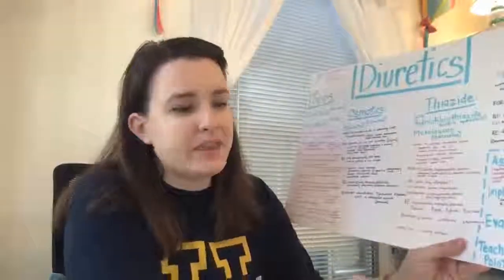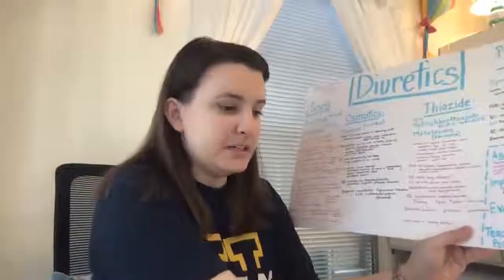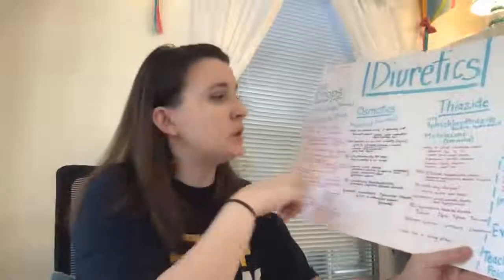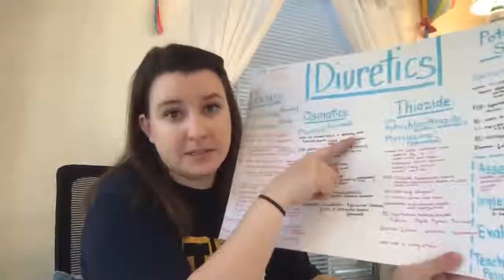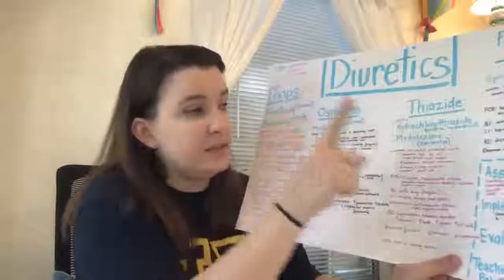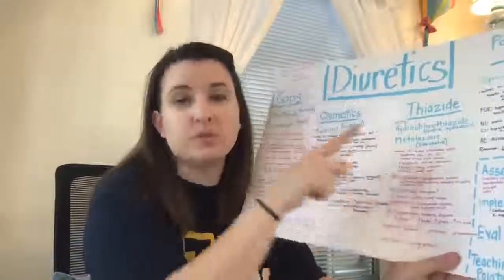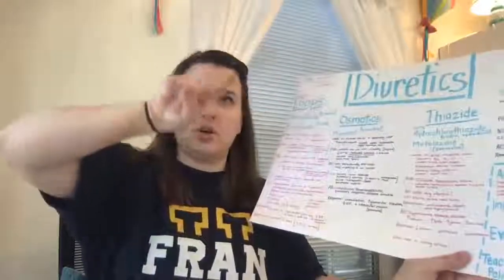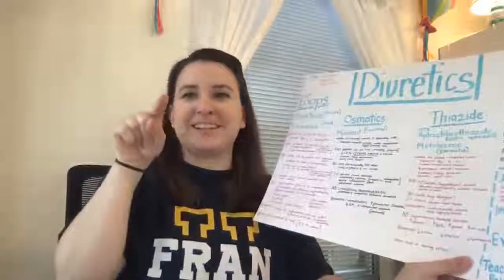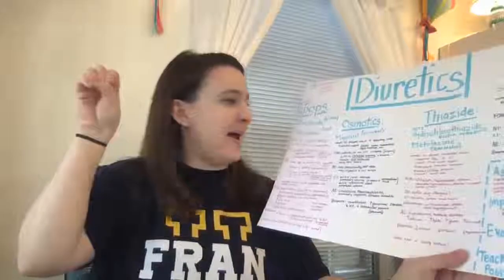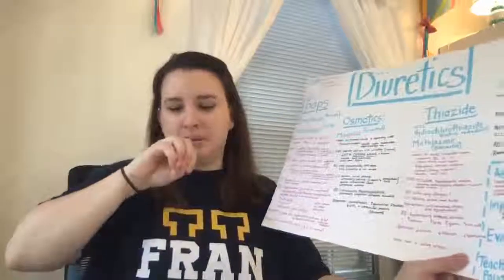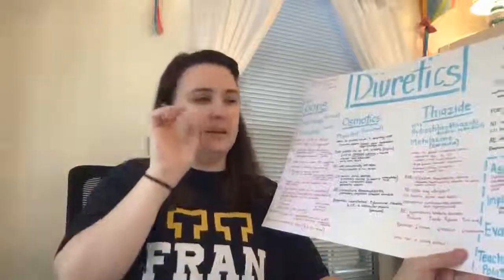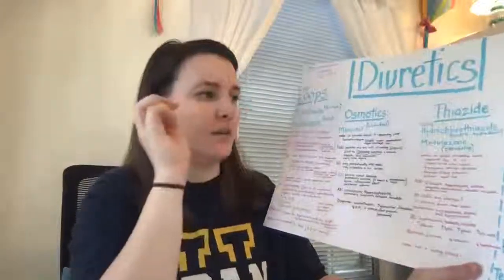Thiazide and thiazide-like diuretics work in the distal convoluted tubules. Over here we have the proximal tubule and the descending loop of Henle, and this one is in the distal convoluted tubule. If you think of the nephron in the kidney, you're just going down. If you start over here, you have the loop of Henle, down here the descending loop, then the ascending. So now we're working over here, in the convoluted tubule.